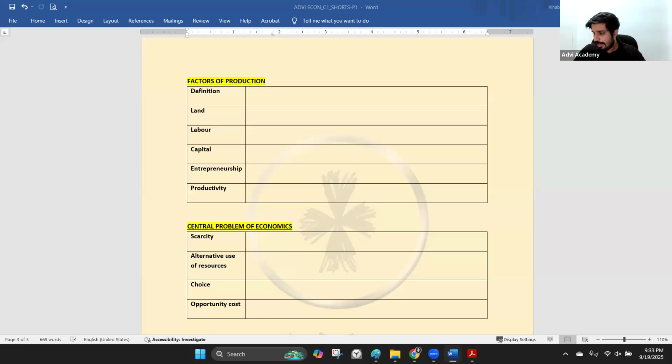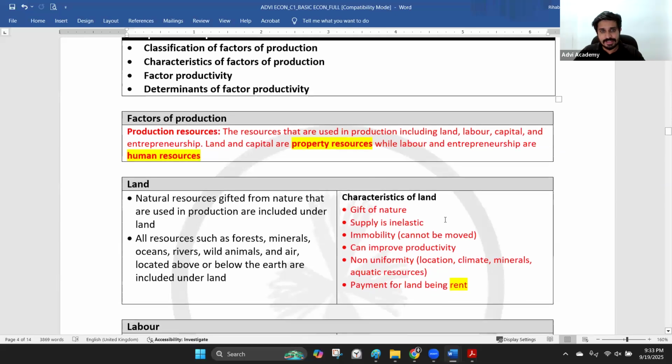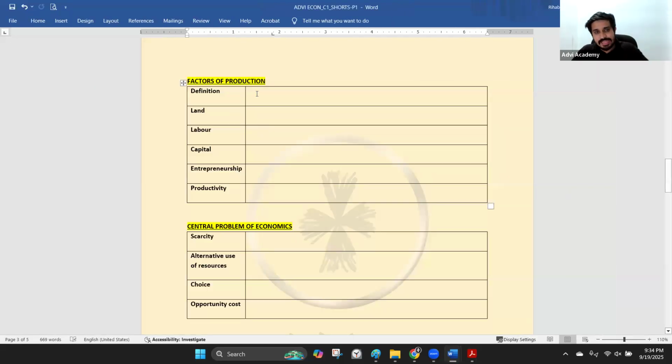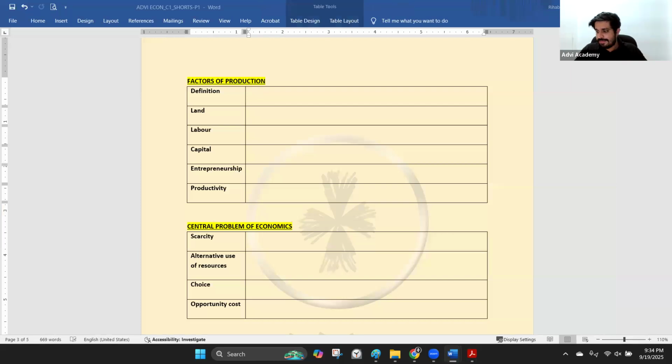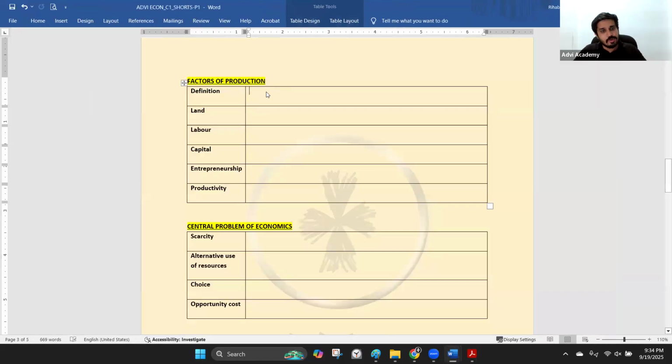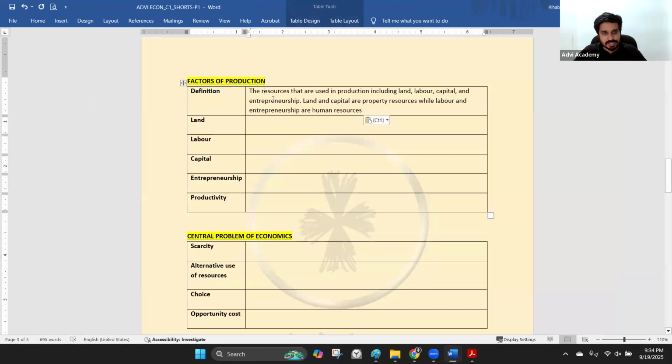So moving on to factors of production. Guys, factors of production is something that you have already studied in O levels also. There are 4 factors of production: land, labor, capital, entrepreneurship. You first need to know what we mean by factors of production, a definition. There are property resources and human resources. Resources that are used in production are what you call factors of production.